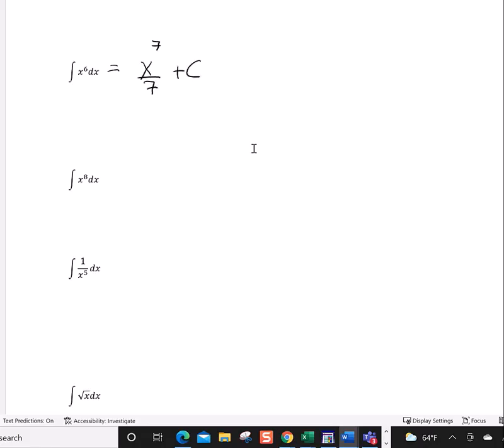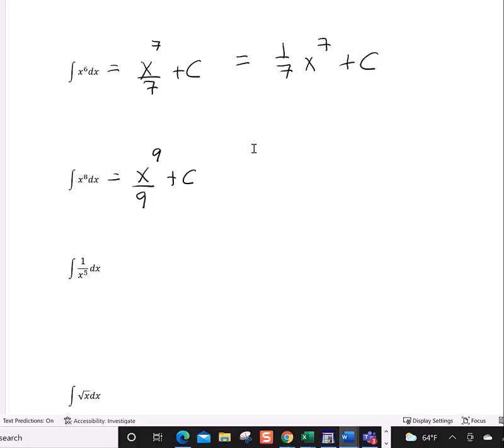You have choices of how to write this. If you would like to write this as 1 over 7 x to the 7, it's just a matter of preference really. So if you like to see the fraction separate from the x, then you can choose to write it that way. When I look at x to the 8th dx, I take the integral, which means I add 1 to the power, that's a 9. I divide by 9 and I add c.